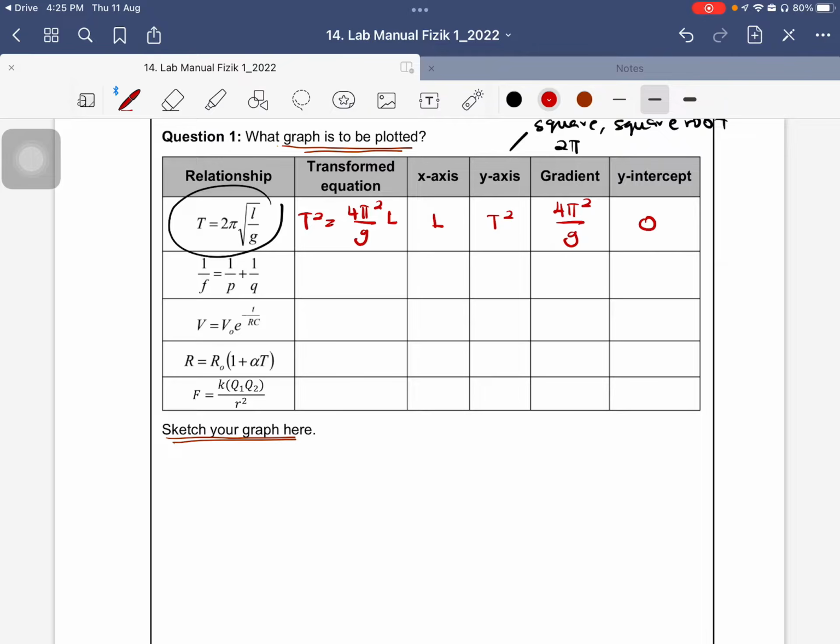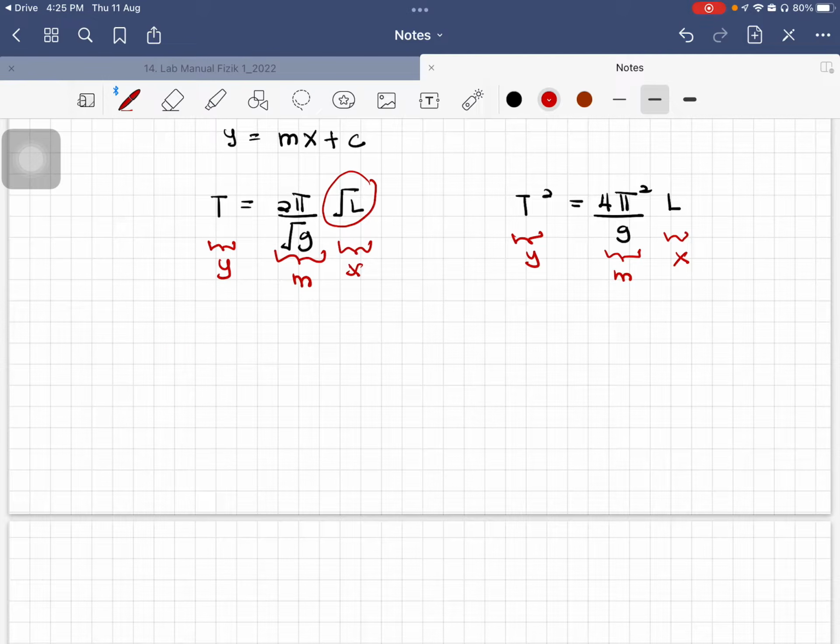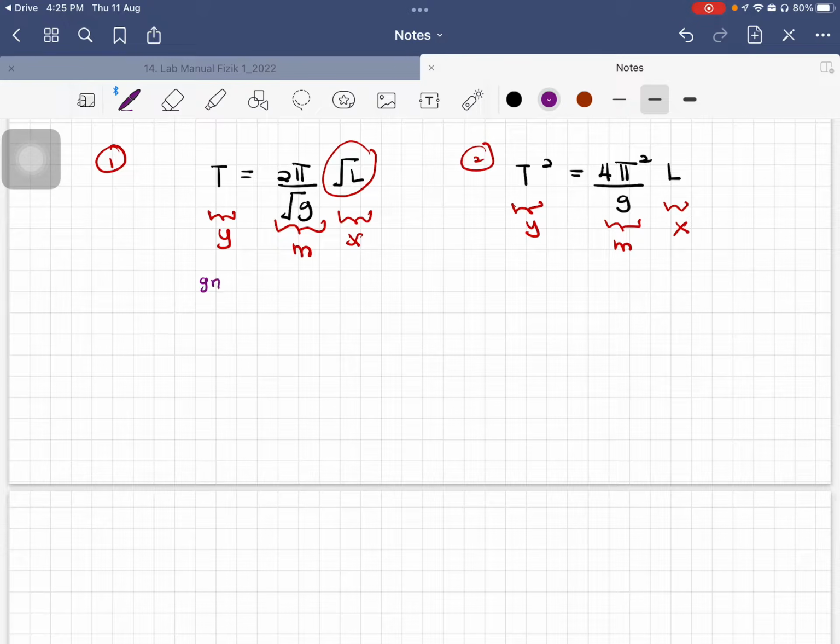Okay, alright. Now we want to sketch the graph. What you need to do, I will give you two graphs to represent each one. The first thing you need to have is the name of the graph: t against square root L. So your x-axis and y-axis depend on that. Your y-axis is t and your x-axis is square root L.